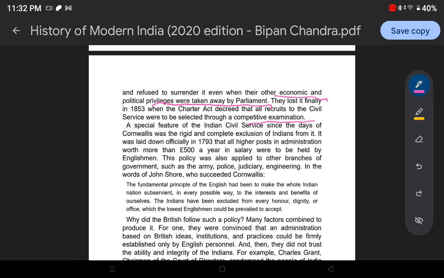A special feature of the Indian civil service since the days of Cornwallis was the rigid and complete exclusion of Indians from it.